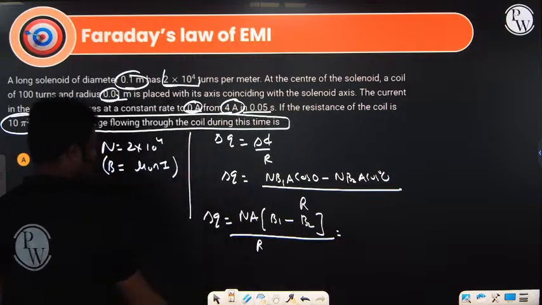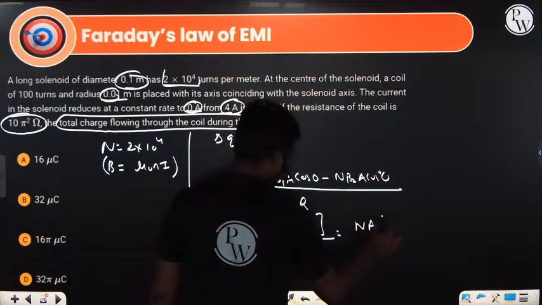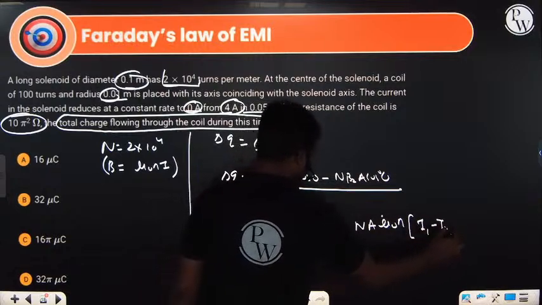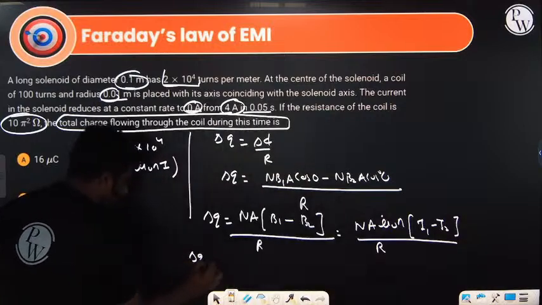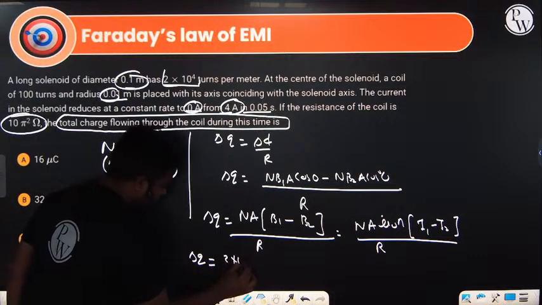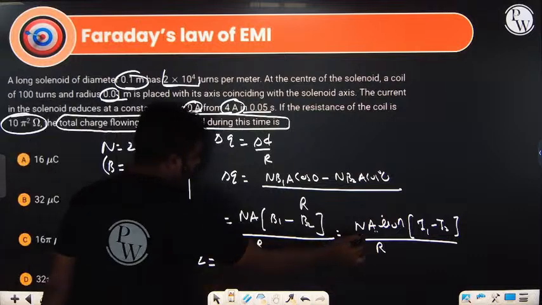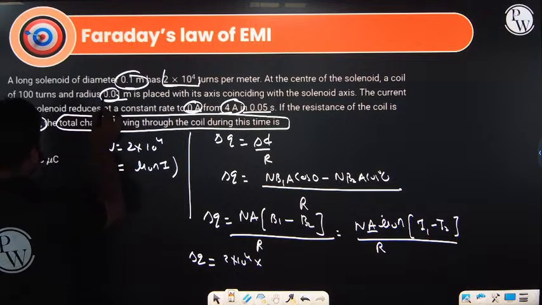So putting the values over here, this is N A mu naught N divided by I1 minus I2, divided by resistance R. That's it. Putting the values, what will delta Q be? The number of turns they mention is 2 into 10 to the power 4, multiplied by the area. Whose area? We have the area of the coil. What is the area of the coil?